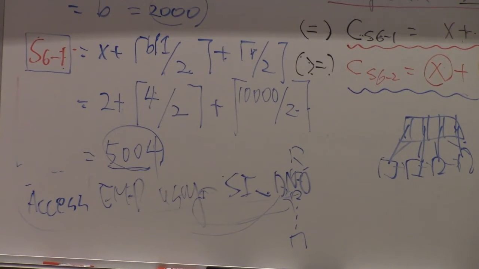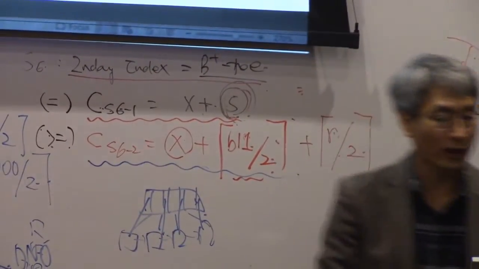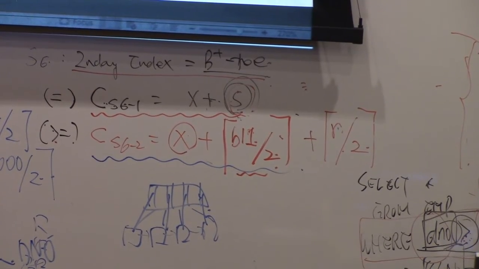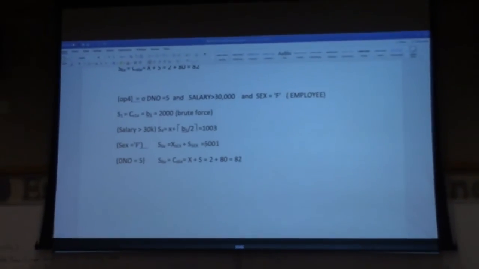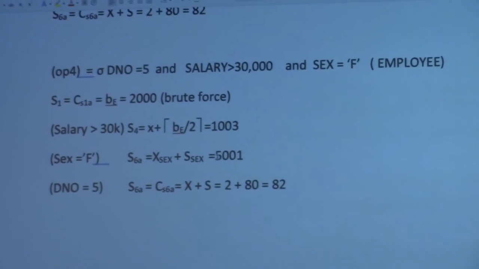Quickly go over DNO is equal to 5. We can use this one. The selection cardinality is 80. So 80 plus 2, so it's 82. Okay. What about option 4? So option 4 is like this.